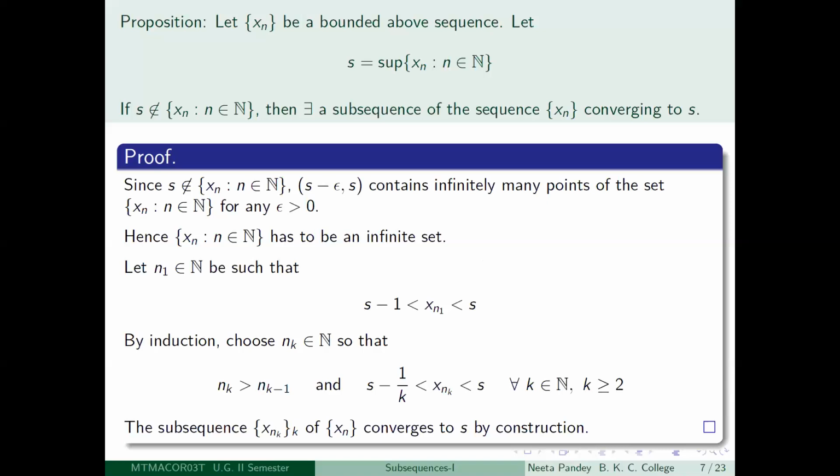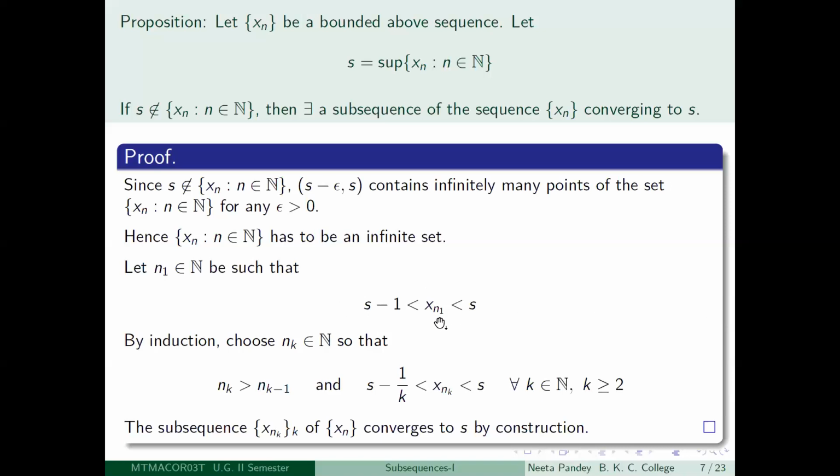So now let us see. First of all, what I was trying to say: look at s minus 1 to s, this open interval. It will contain some xn1, where n1 is a positive integer, some element of this set, so that will be a term of the sequence, xn1. Now suppose you have chosen xn1. Look at s minus half to s. This open interval will contain infinitely many points of the set.